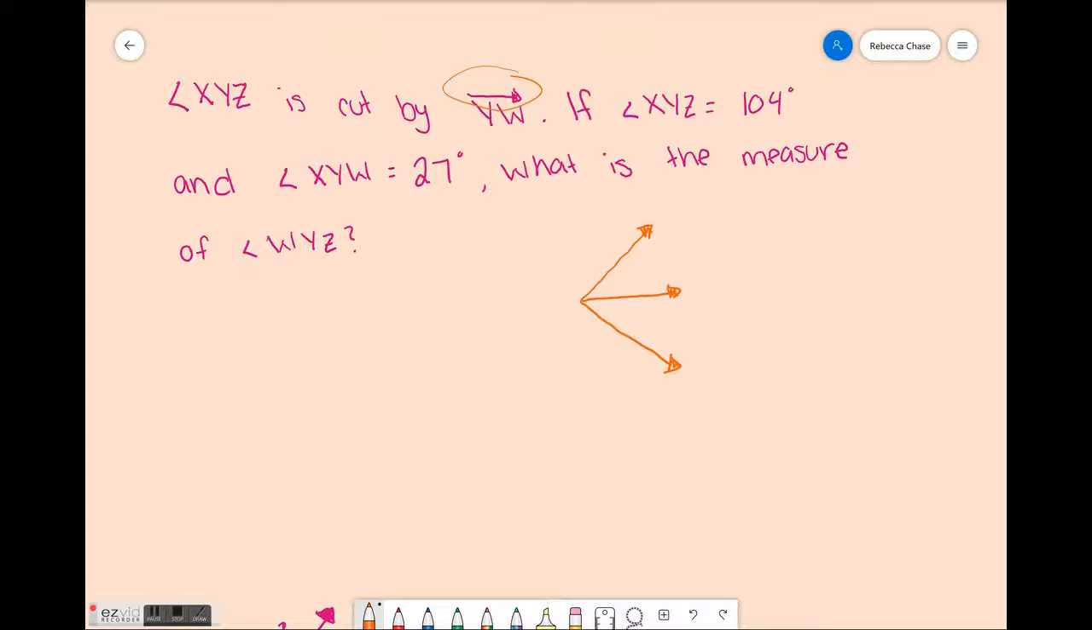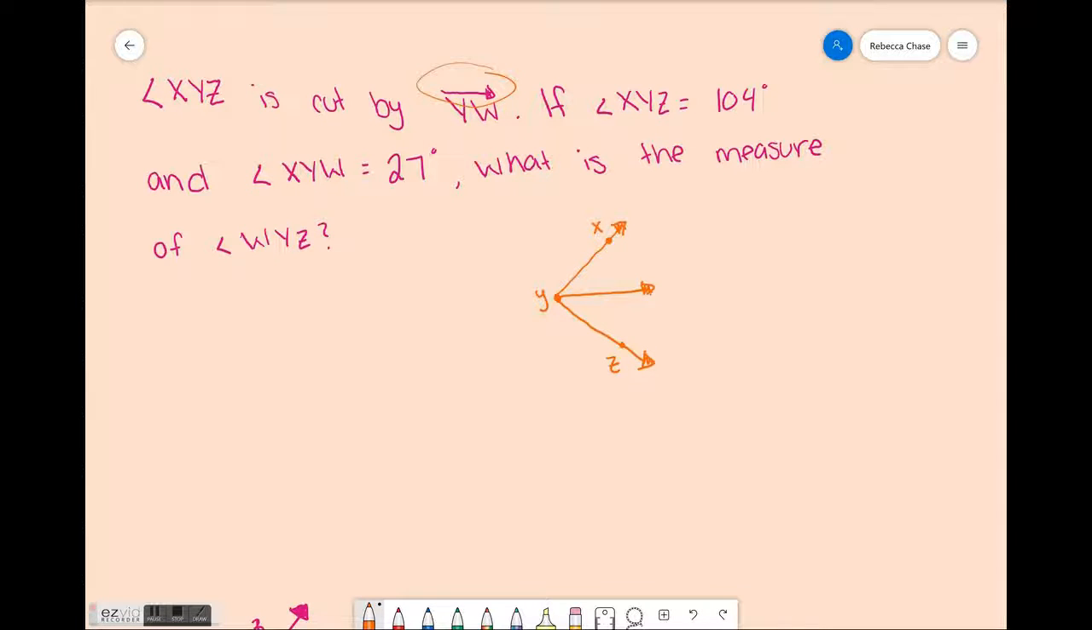So it says angle XYZ is cut by a ray. So we know that this whole angle has to be XYZ. That has to be the whole thing. And then we know it's cut by ray YW. If your letters or your points don't end up like that, you're going to get the wrong answer. Now we can go into, all right, we've got part plus part equals whole. And I'm going to say that as much as possible to get it ingrained into your memory.